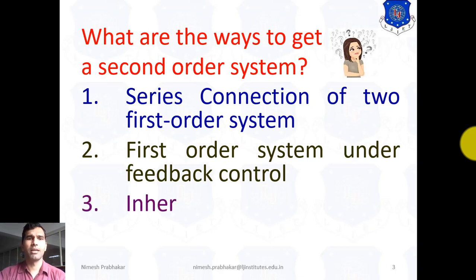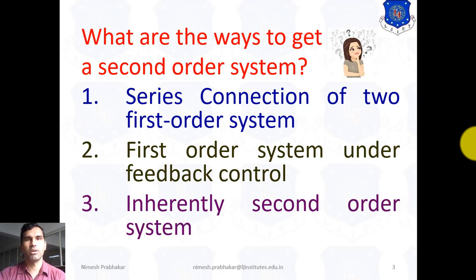The last way is the inherently second order system. In my previous lecture we discussed the inherently second order system, the U-tube manometer, which is an example of it. So these are the ways to get a second order system: series connection of two first order systems, a first order system under feedback control, and an inherently second order system. In this lecture we discuss the first one, series connection of two first order systems.